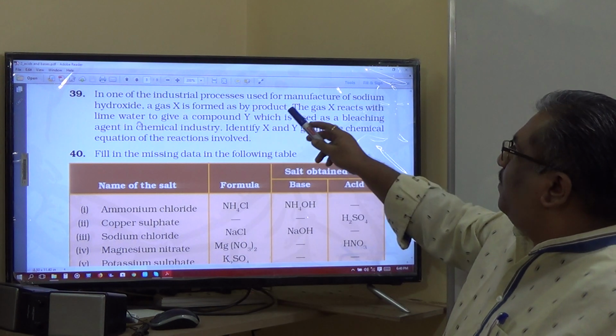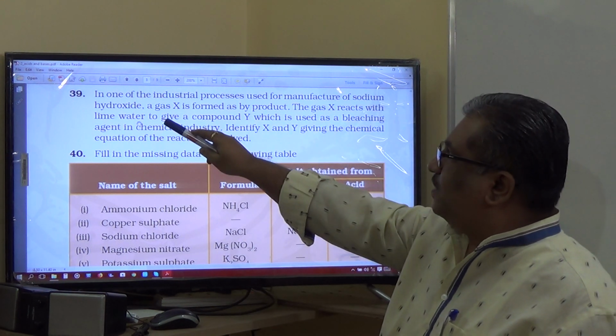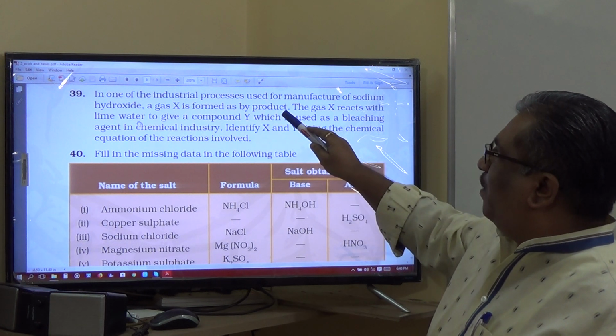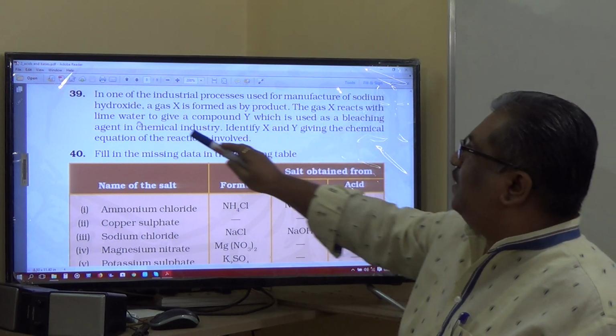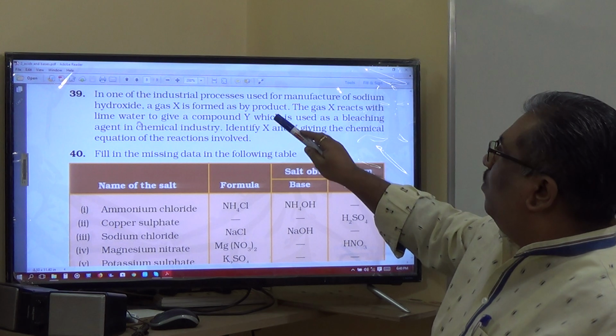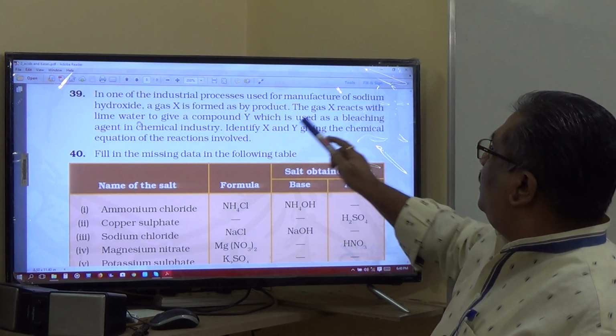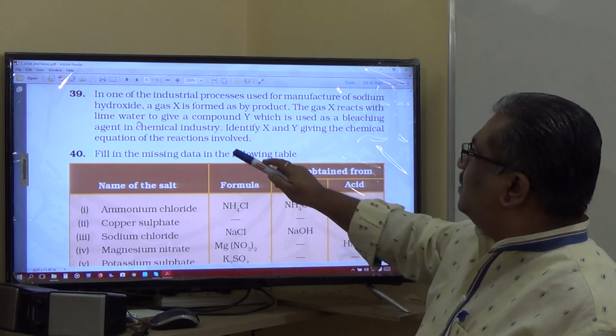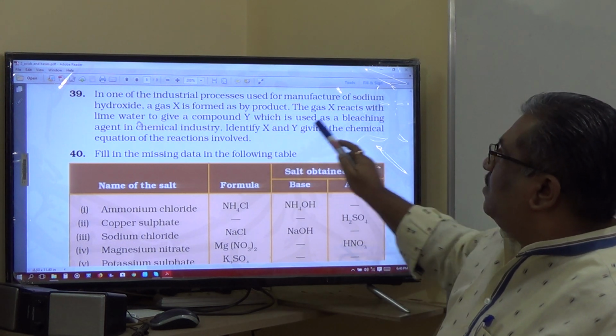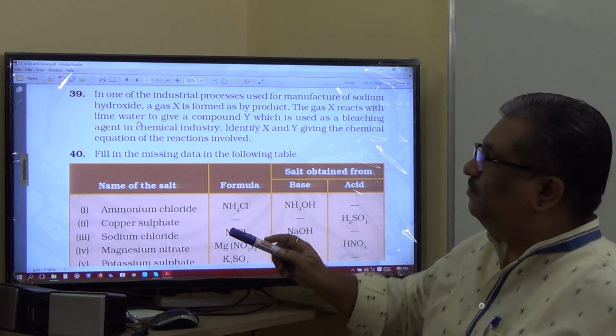In one of the industrial processes used for the manufacture of sodium hydroxide, a gas X is formed as a byproduct. The gas X reacts with lime water to give a compound Y, which is used as a bleaching agent in the chemical industry. A compound Y is used as a bleaching agent, bleaching powder.